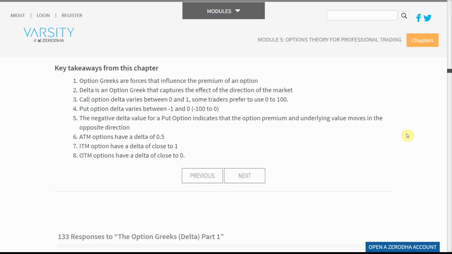ITM options have a delta of close to 1. OTM options have a delta of close to 0.